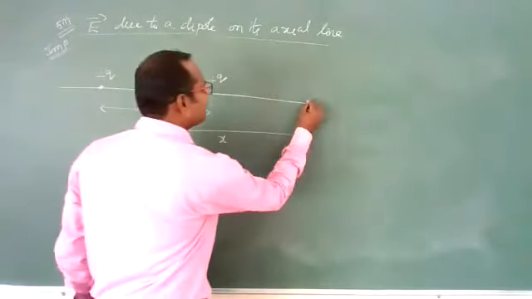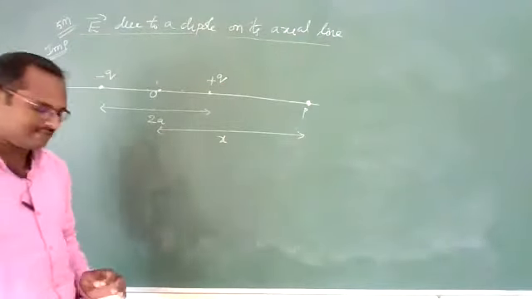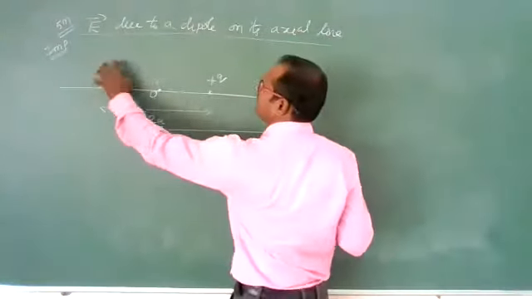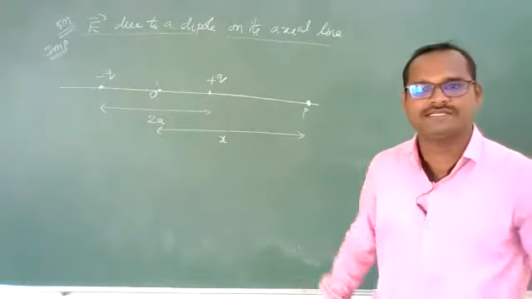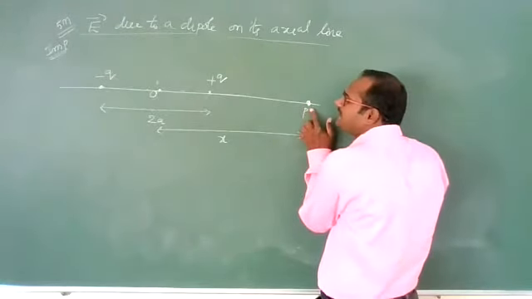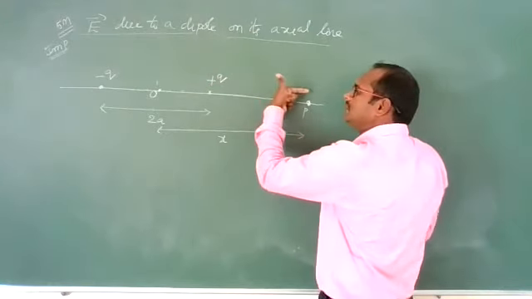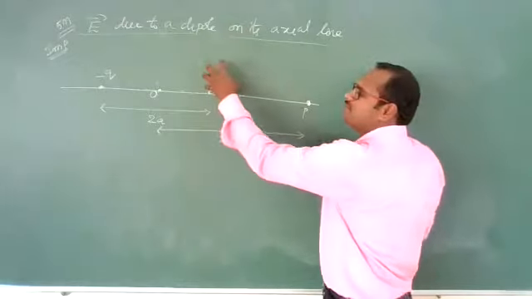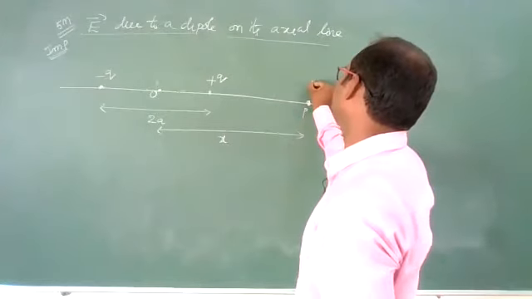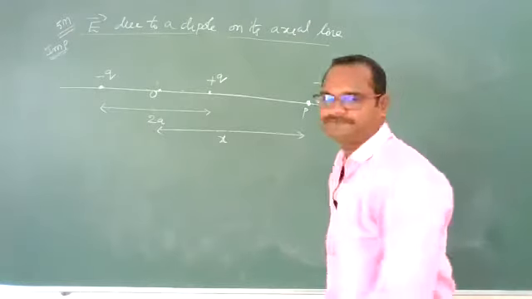Now at this point P, what is the electric field that we need to find? Okay, students? Yes. So how to find this? Find the electric field due to individual charges at this point and add them according to vectors. You will get the answer. See, at this point P, the electric field due to the positive charge will be in which direction? Towards the right side. Yes or no? Because it is a positive charge, the electric field will be away from the positive charge. So at this point P, the electric field due to the positive charge will be in this direction. That is E due to plus Q charge.